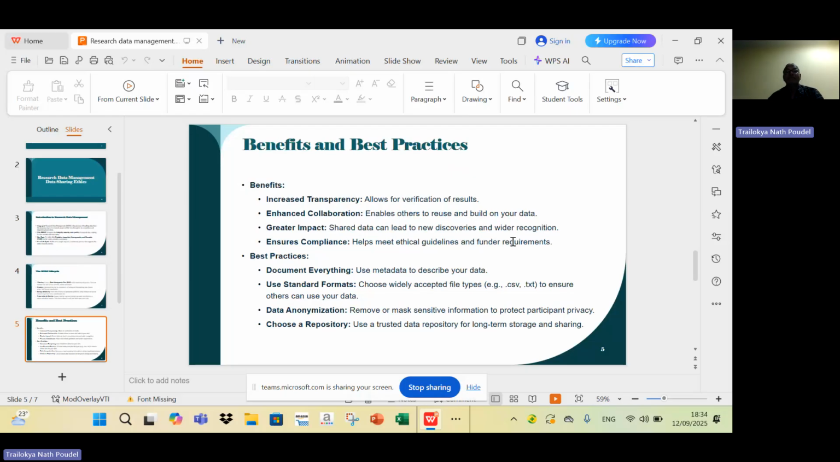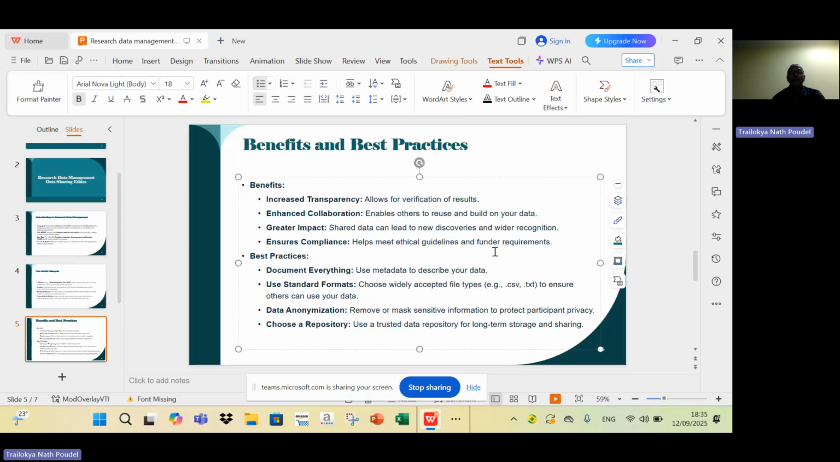So first is increased transparency. It allows for verification of results. And secondly, enhanced collaboration. That is, it enables others to reuse and build on your data. Thirdly, greater impact. Shared data can lead to new discoveries and wider recognition. And next, it ensures compliance, helps meet ethical guidelines and funding requirements.